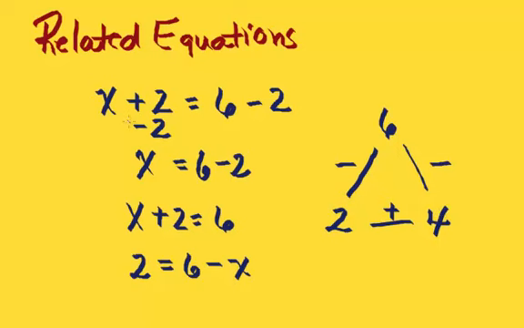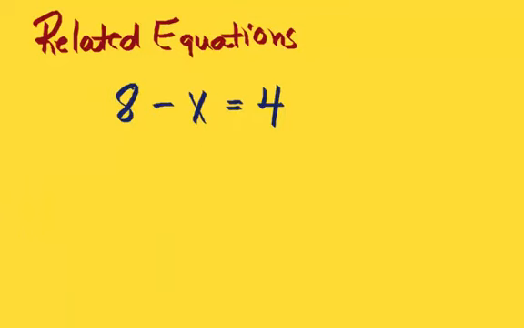You can do the same thing for x, 2, and 6. So you can say x plus 2 gives you 6. 6 minus x gives you 2. 6 minus 2 gives you x. So you can set it up like this, and you can very easily see the visual relationship between 6, x, and 2.